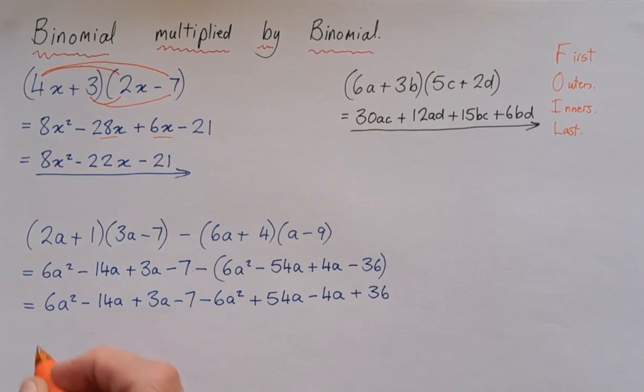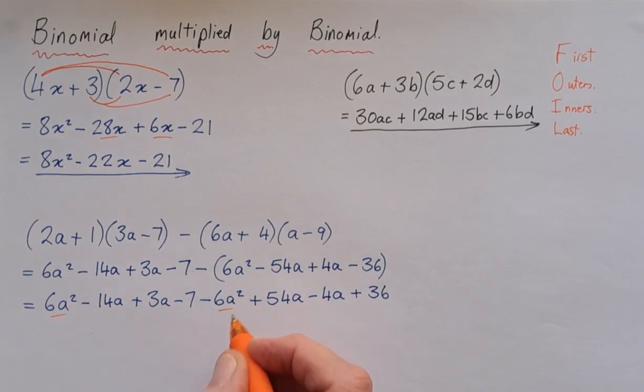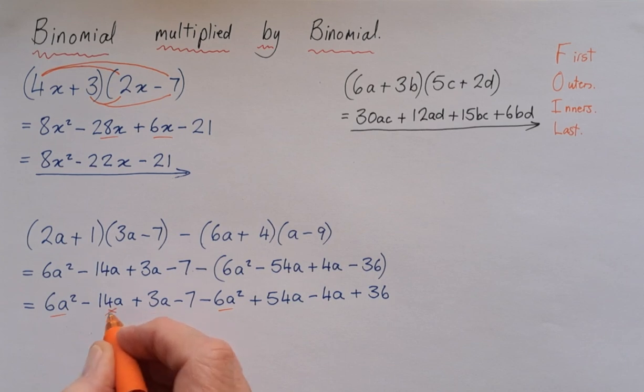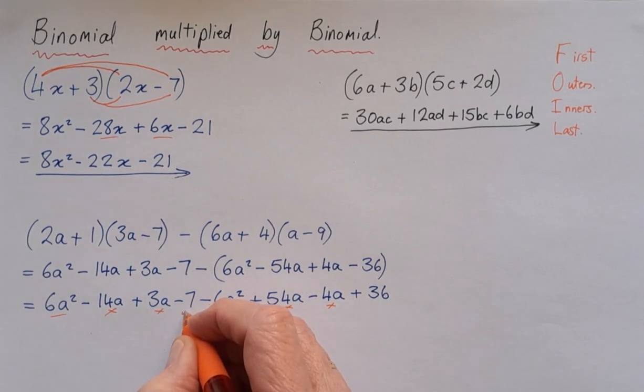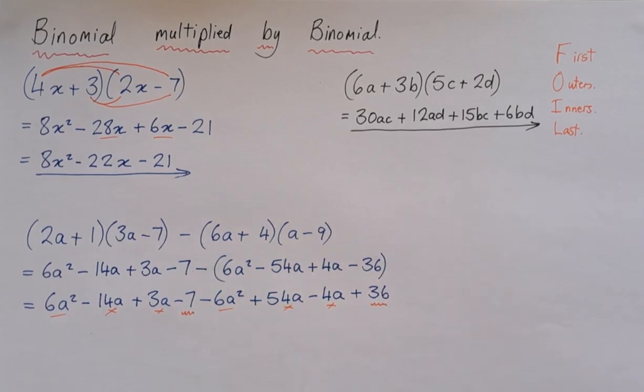Now I'm going to look for like terms. So I've got a squared terms, then I've got quite a lot of a terms, and then I've got constants. So I'm going to start with my a squared terms. 6a squared minus 6a squared, anything minus itself is 0, and we don't write the 0 down. What actually it means now is that my a squared terms have disappeared. I don't have that kind of like term anymore. So 6a squared minus 6a squared, 0, they're gone.